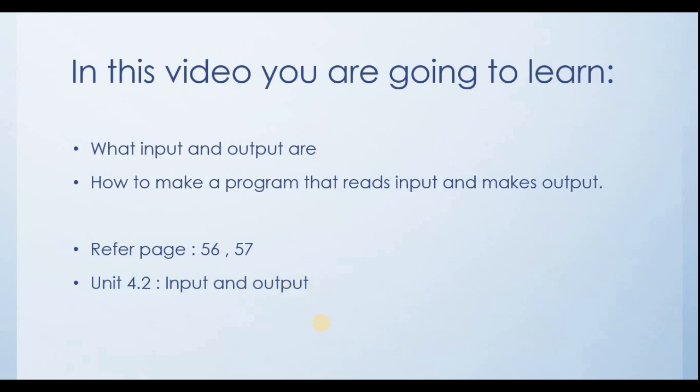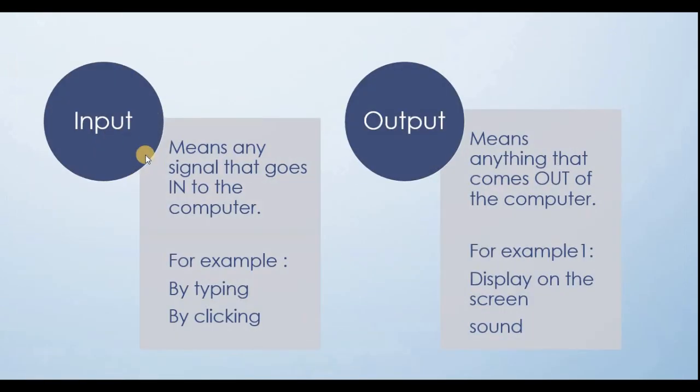Now let's see what is input and output. Input means any signal that goes into the computer. So how does the signal go into the computer? It's by clicking or by typing. So which device do you think we use to click and type? Yes, it is keyboard and mouse. So keyboard and mouse are our input devices.